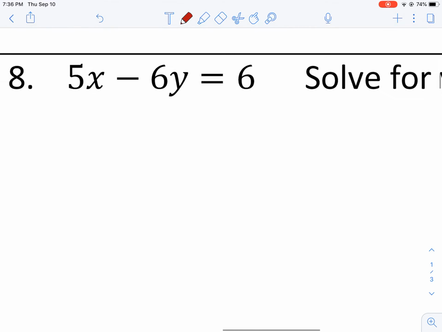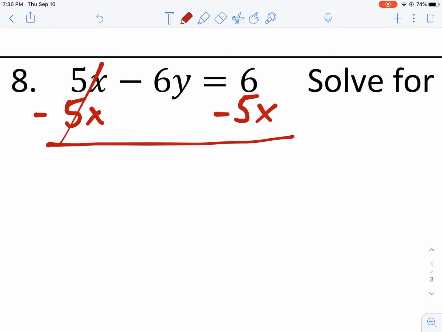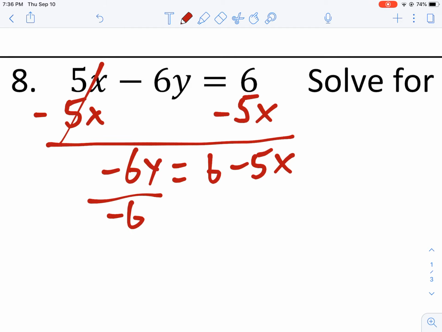On this one, we're going to solve for y right here. So you should be able to do this. This is solving for an equation in standard form. Remember, this is 2 steps. We're going to subtract 5x on both sides. That cancels that out. Now we've got -6y equals, it doesn't matter, 6 minus 5x. Now we want to get the y by itself, so we're going to divide both sides by -6.